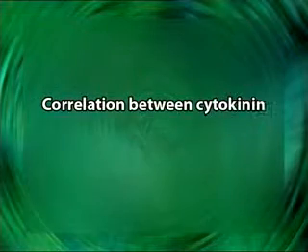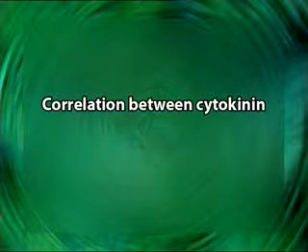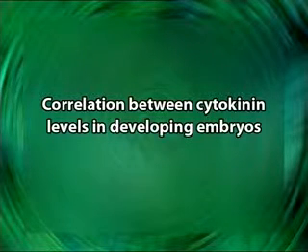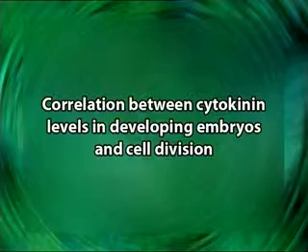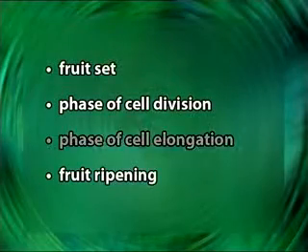There is a correlation between cytokinin levels in the developing embryos and cell division in surrounding tissues. But there is no direct evidence that embryo cytokinin is in fact regulating fruit cell division. Phase of cell elongation.